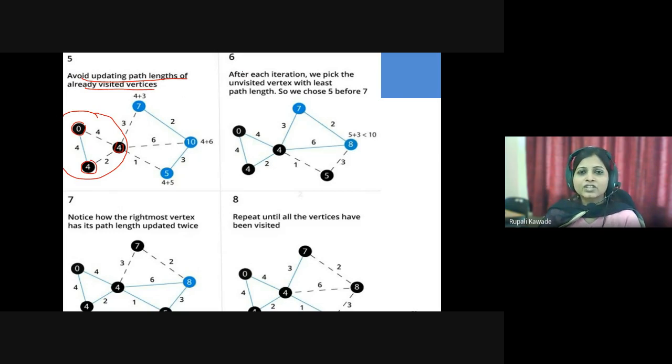Next, after each iteration, we pick the unvisited vertex with the least path length. So we choose 5 before 7. So let's see, till this point, we have visited 3 vertices. For those 3 vertices, we have found the minimum path length, or the shortest path. For the first, which is the starting vertex, its path length is 0, and for the remaining 2, the path length is 4. So now we can see that our next node will be this 4.